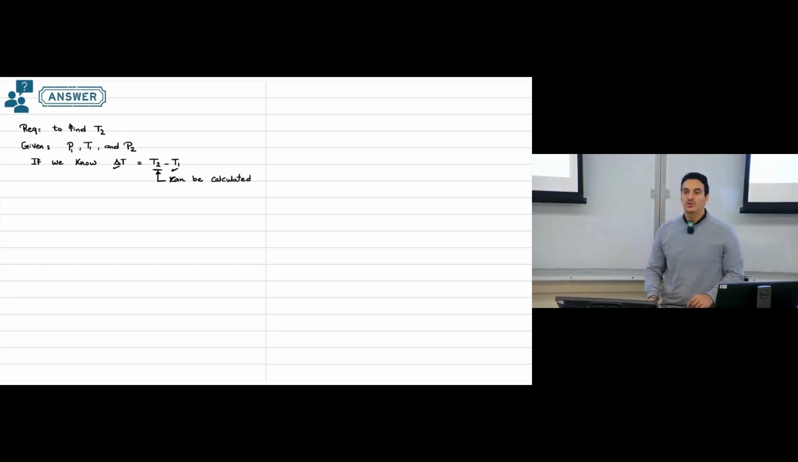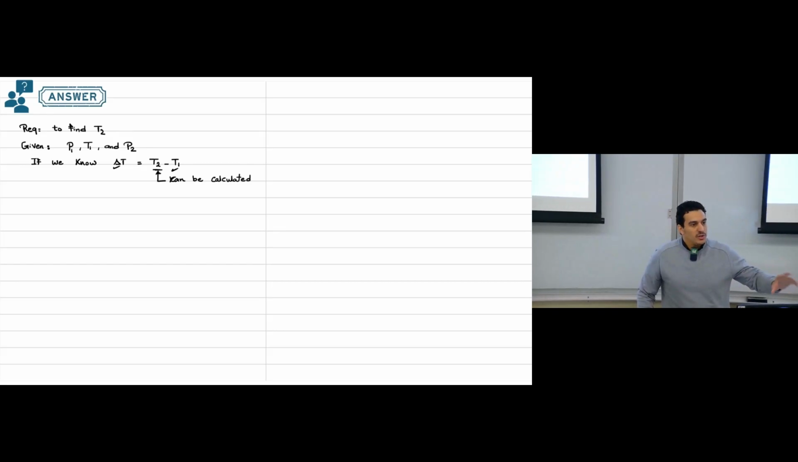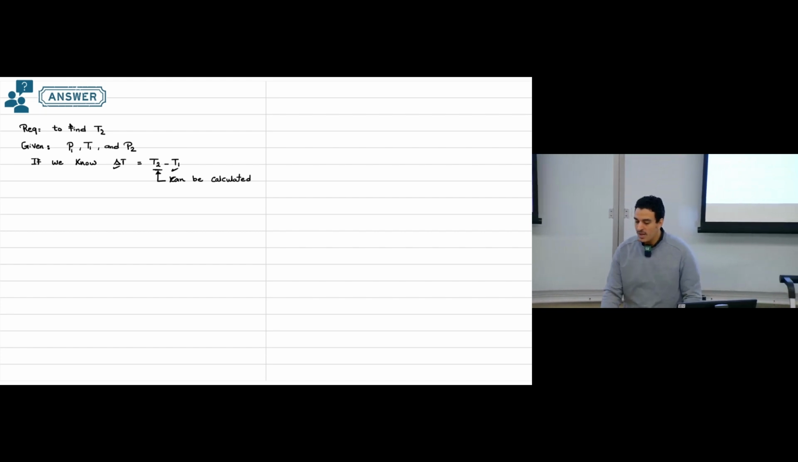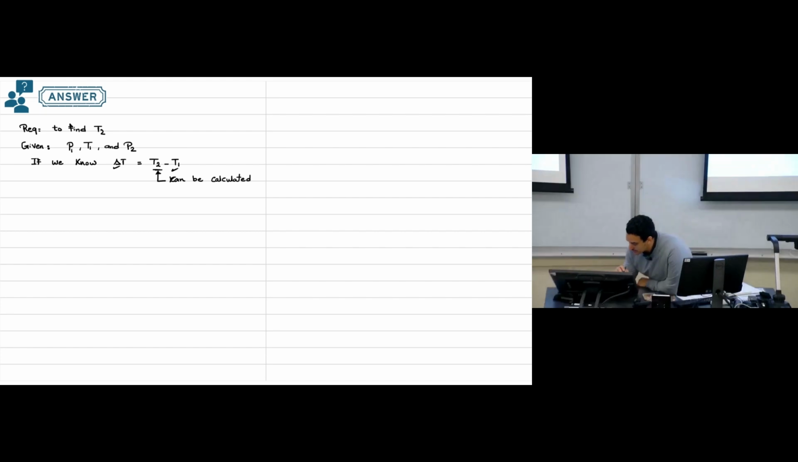So this is how we think of it. I need T2, I have T1, so if I can find the temperature difference, then easily I can find the value of the outlet temperature. So I need to calculate delta T.